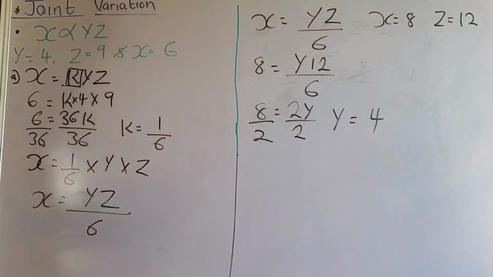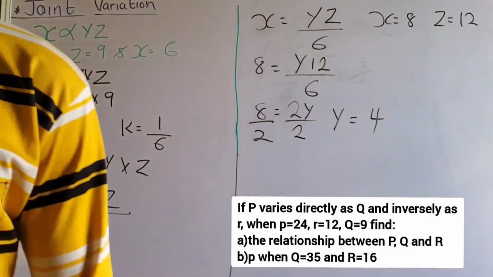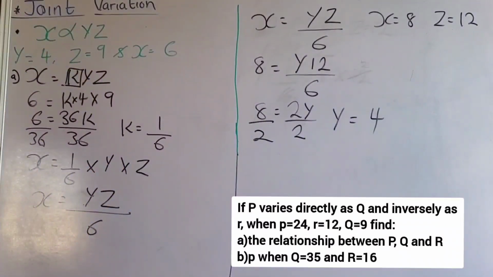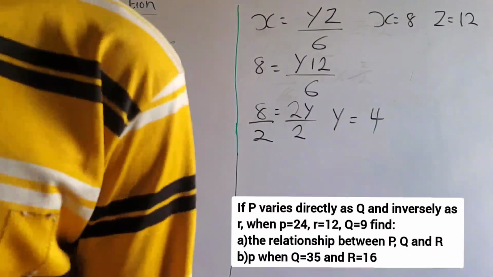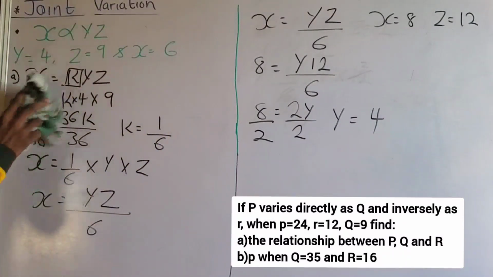Do you understand? Let's proceed to the next question. If p varies directly as q and inversely as r, when p equals 24, r equals 12, and q equals 9, find the relationship between p, q, and r, and find p when q equals 35 and r equals 16. Just pay attention, it's simple.